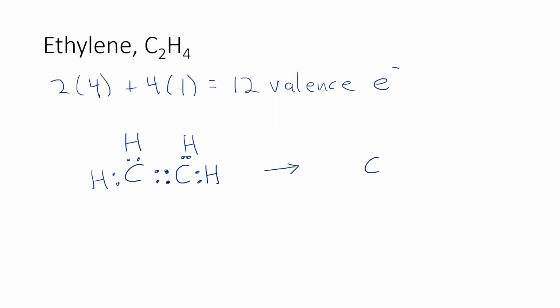Now, normally when we draw these organic molecules, we just draw the lines instead of the dots for the bonds. So a more commonly encountered version of the Lewis structure for ethylene is something like this, with the lines instead of the dots.